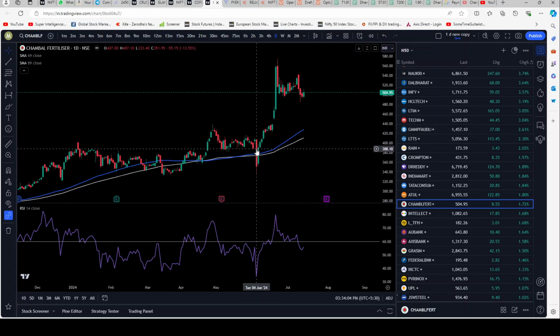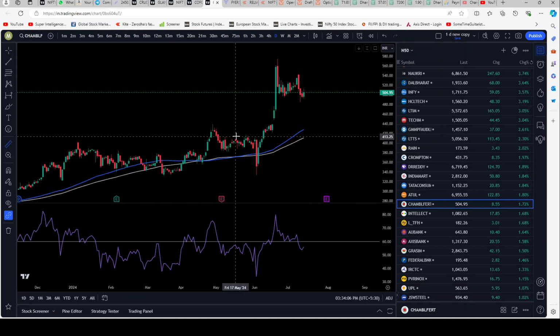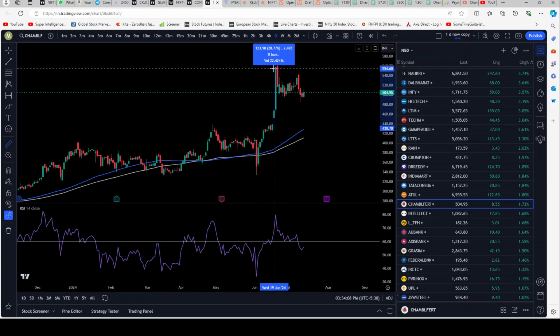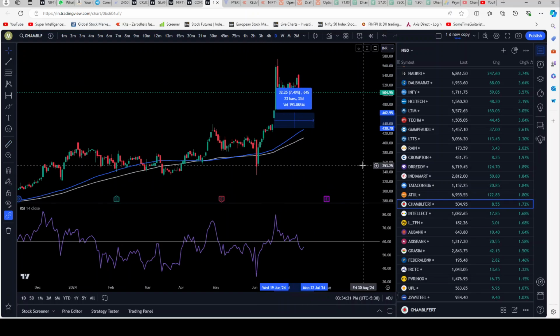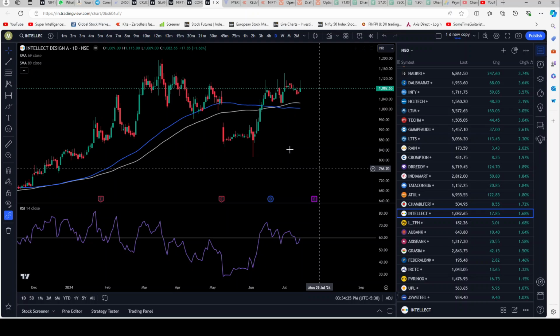So entry would not have been here. It would have been over here. And boom. That's like a 29-30% return, guys. I don't know about you guys. I would have been happy with 10-15% return and I would have got out. Some people will not have that view. That's fine. Intellect is struggling.